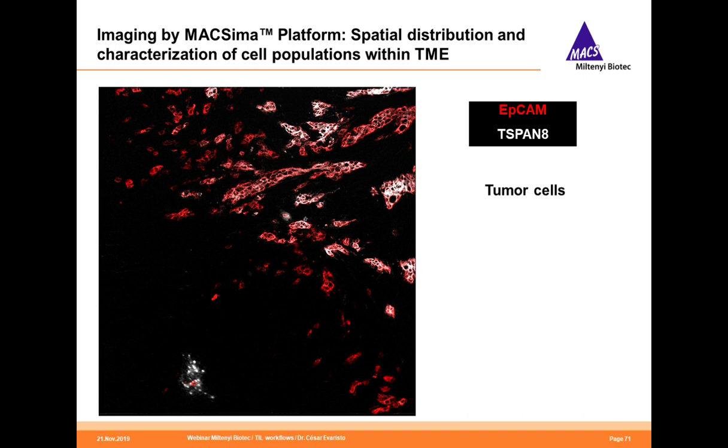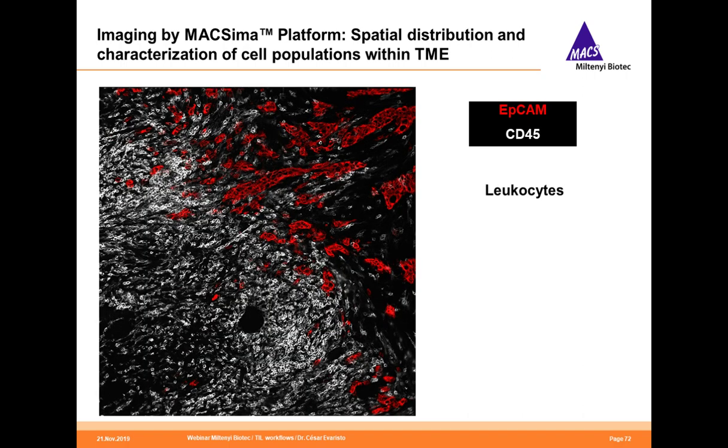As an example, I'm showing a section from our initial ovarian cancer sample with a region rich in tumor islets in the top right corner, characterized by expression of EpCAM and TSPAN8, and a stromal region without tumor cells. In the following slides, we will keep EpCAM staining in red to identify tumor cells, and the indicated marker will be displayed in white.